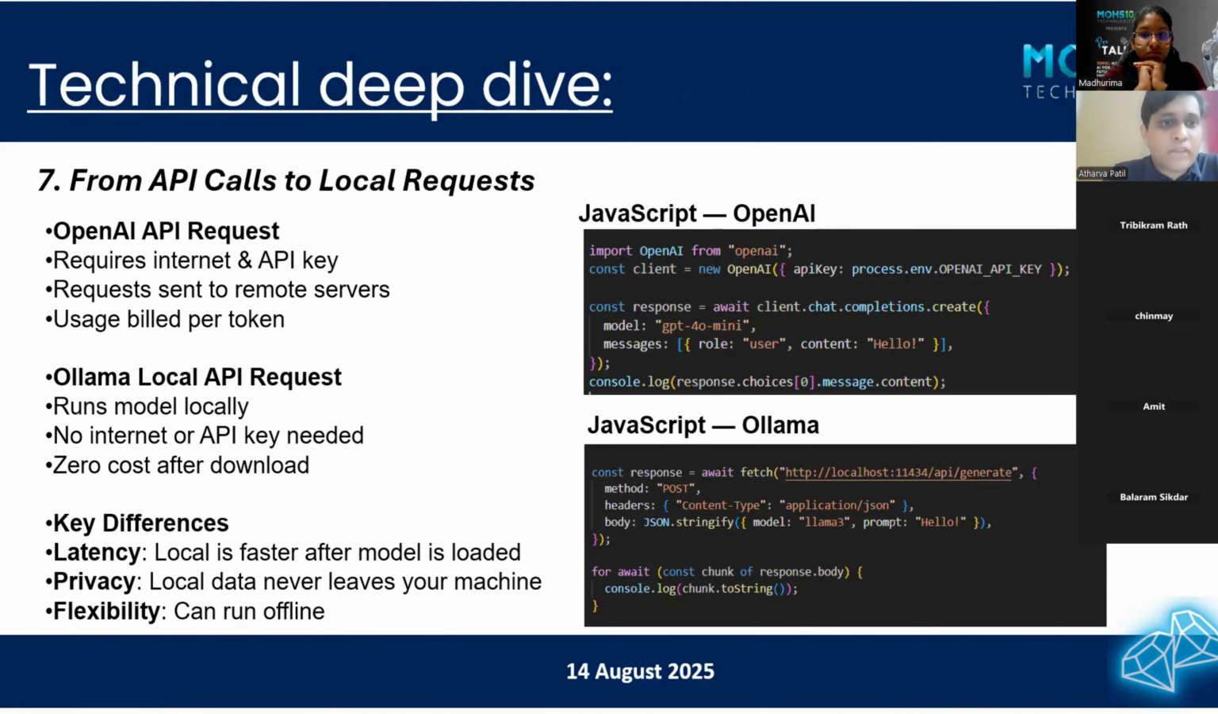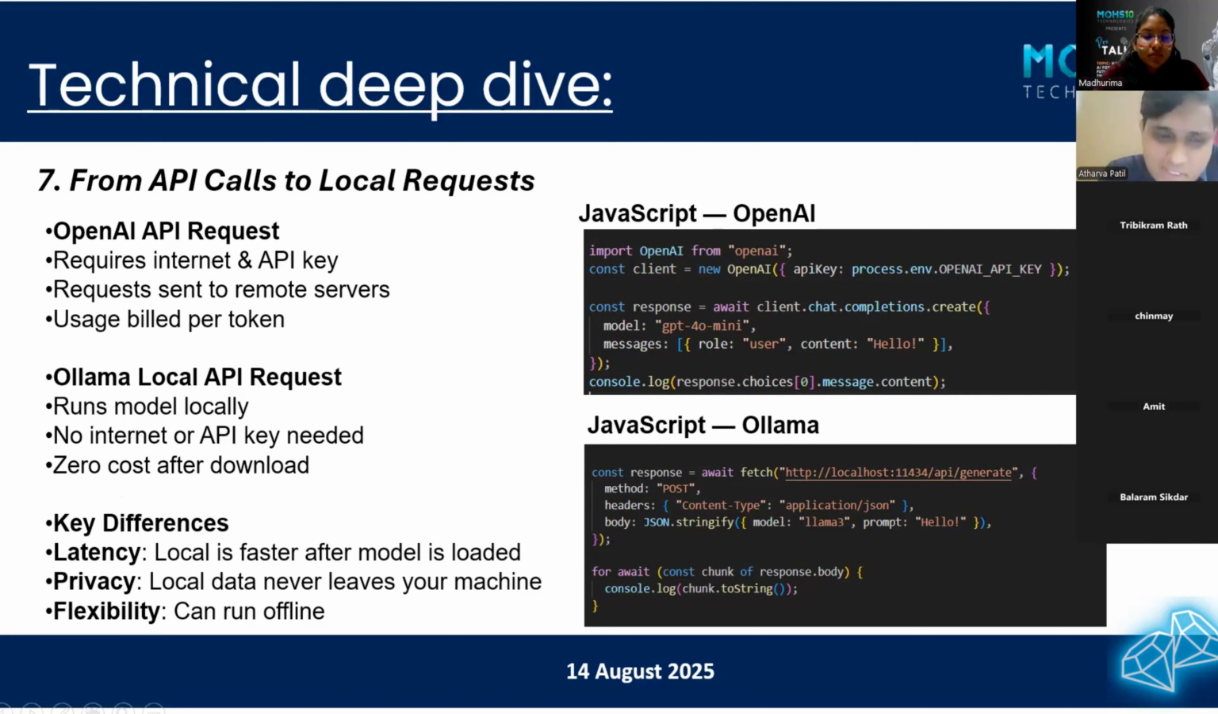So let's see how you can use them. Let's compare API calling and OLLAMA calling. For the OpenAI API, the request for JavaScript is given here. It requires internet, it requires an API key, the request is sent to remote servers, and usage is billed per token. While with OLLAMA, we have to build a backend, and there are multiple options, JavaScript, Python, we can use anything. It runs the model locally, with zero internet or API key needed, and zero cost after download.